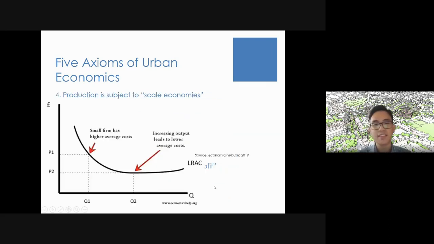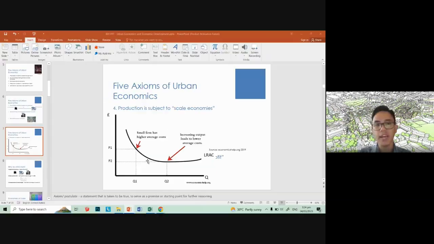Next, production is subject to scale economy. So this graph shows that the first price here is P1. A small firm has a higher average cost, while increasing the output leads to lowering the average cost. So if you have quantity 2, because of the amount of goods you're producing, eventually the cost of actually making that good lowers because you become more efficient in making that particular good. So my example here would be a fast food chain.